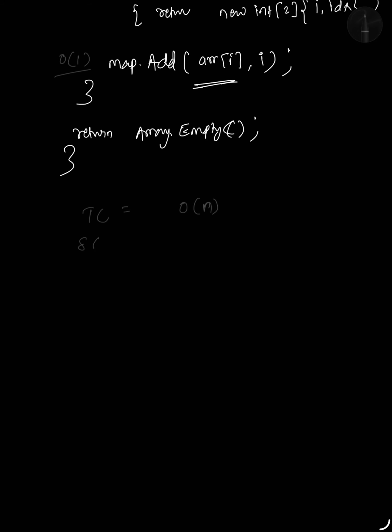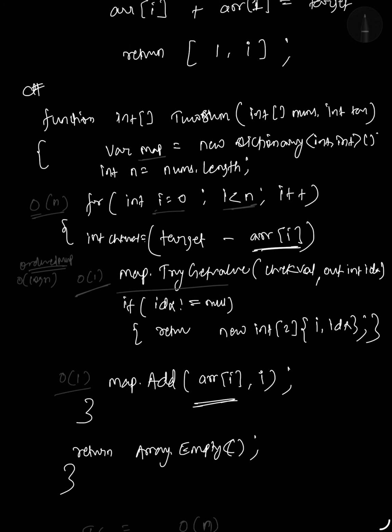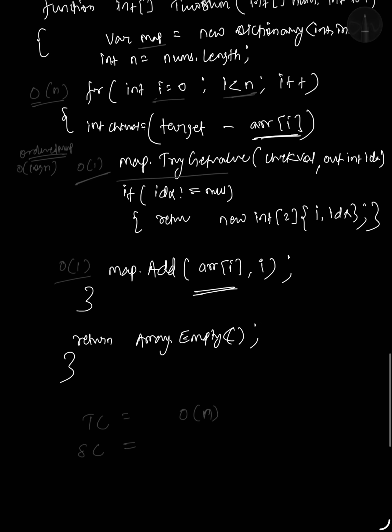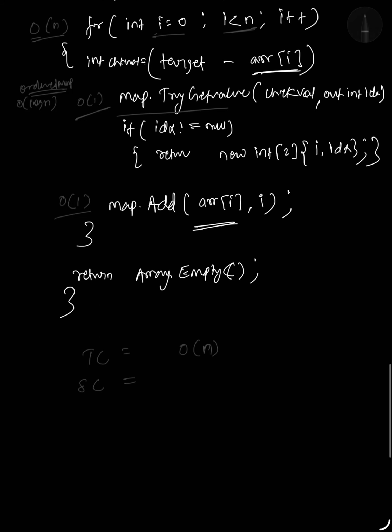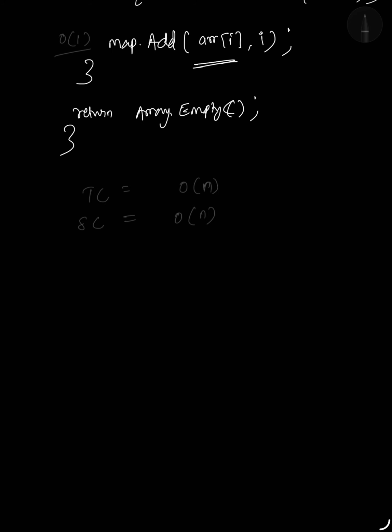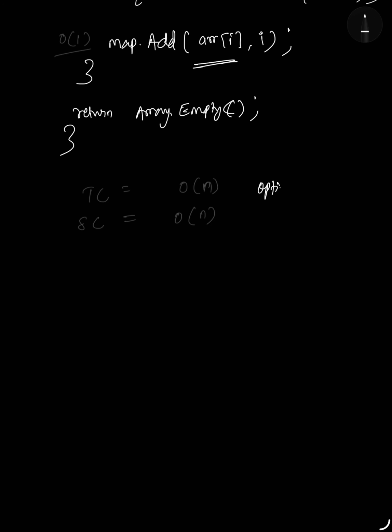And if we talk about space complexity, we are using a map data structure to store a pair of integers. In worst case, we can store the entire array, which we are doing here, right? So the entire array can be stored in worst case, which is nothing but n items. That is why this can go up to O of n. So total time complexity for this question would be O of n, and space complexity again O of n. This would be the optimal solution.